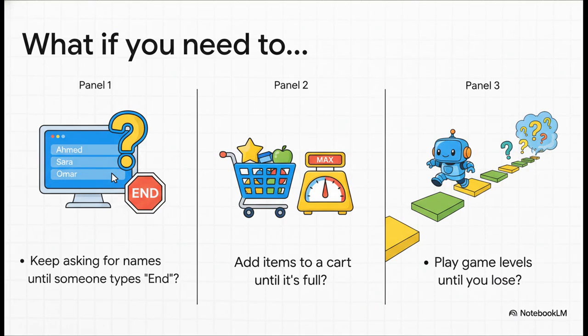But what about scenarios like these? Imagine you're asking a user to type in a list of names and you only want to stop when they finally type the word end. Are they going to enter one name, 50? You just don't know. Or think about a shopping cart in a game that you keep adding items to until it hits a weight limit. Or a video game that just keeps feeding you new levels as long as you're winning. A for loop, well, it's just not going to work for these.